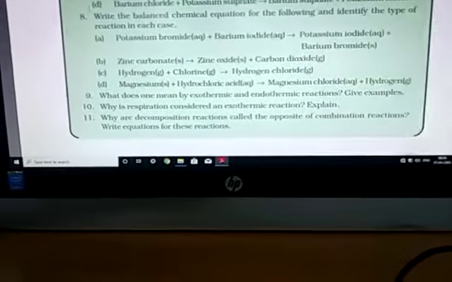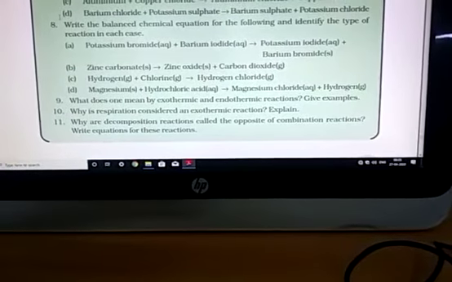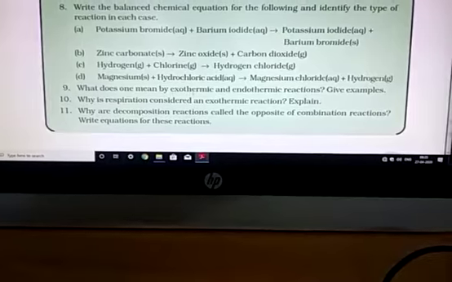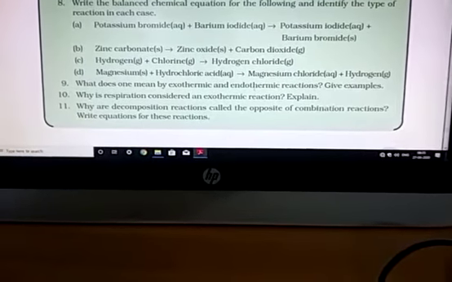What does one mean by exothermic and endothermic reaction? You can do that from the notes. Next, exothermic releases the energy, endothermic absorbs the energy.